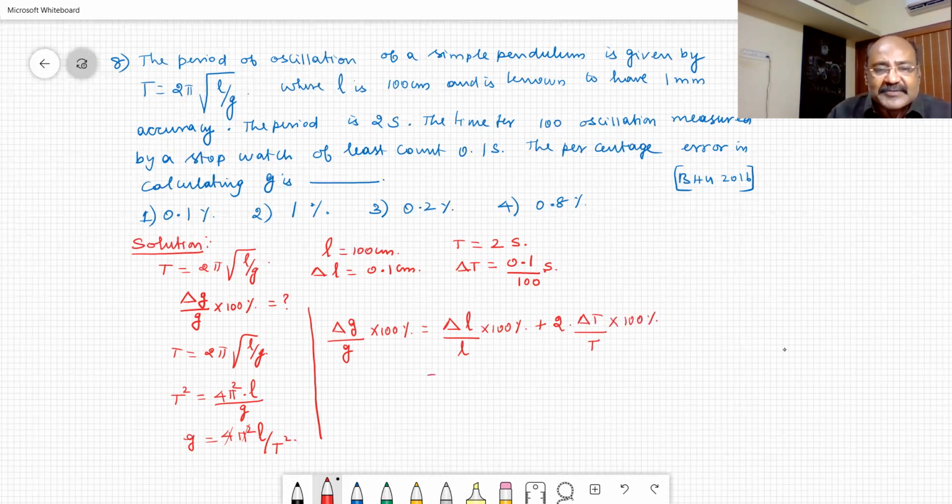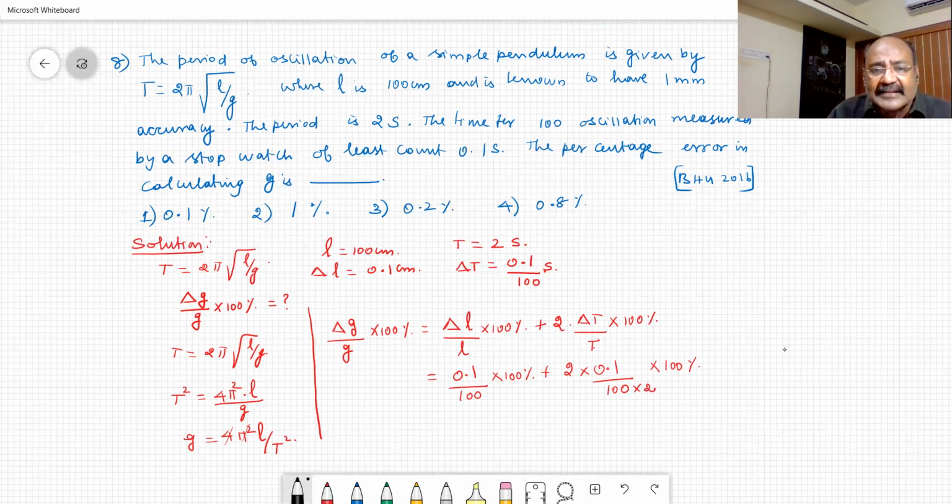Come on, substitute delta L divided by L. Delta L is 0.1 divided by L, which is 100, multiplied again with 100% plus. Again you will get 2 into delta T. What is delta T? Delta T is again 0.1 divided by 100. Multiply it with the 2 again into 100%. I have just done the substitution.